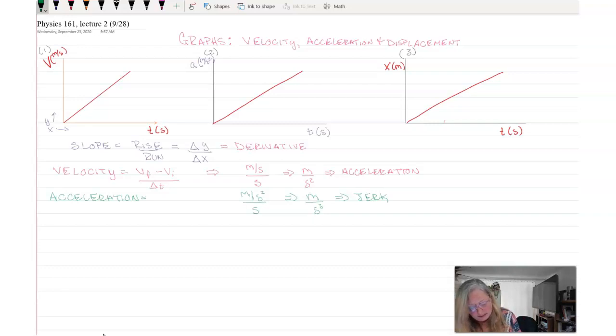And now let's look at displacement. My units there are going to be meters for x, and my y is in seconds, so meters per second. So the derivative of a position function will give me velocity.